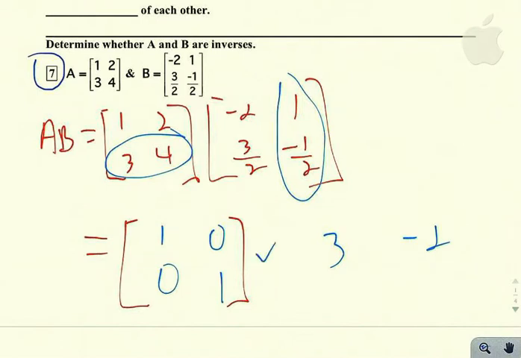Notice we get the identity matrix. Now let's check BA.